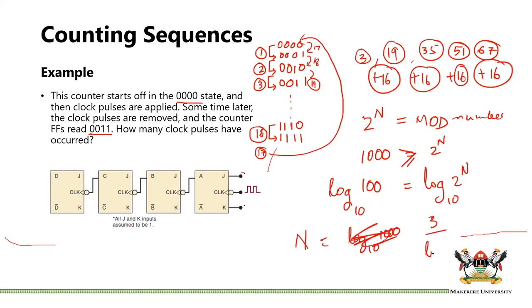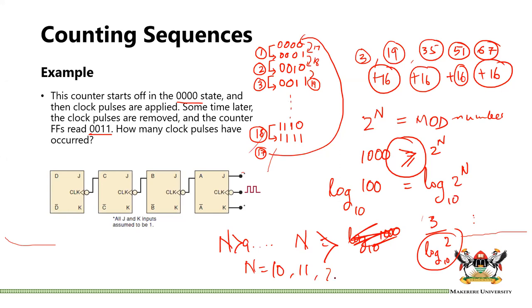over log 10 of 2. Oh, I need to remember the inequality, this n needs to be greater. 3 over log 2 should give you something like 9 point something, but we cannot have fractions of flip-flops. The number of flip-flops has to be a whole number. So if n is greater than 9 point something, then clearly n should be 10, 11, 12, and so on. But we usually take the minimum because it can do the job just as well.